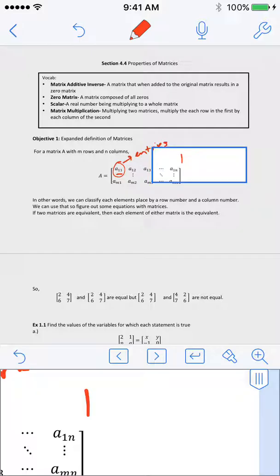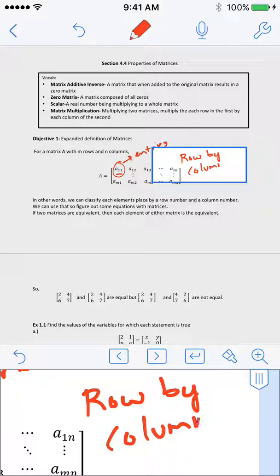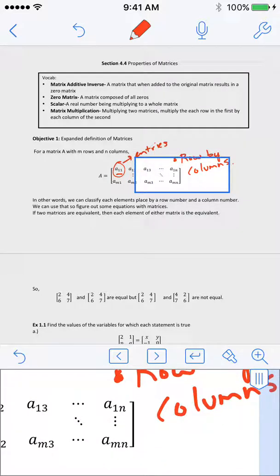We always go row by column. I'm going to write that a little better. Row by column. Every single time, when we're naming them, when we're multiplying them, it's always rows by columns. Rows are first.